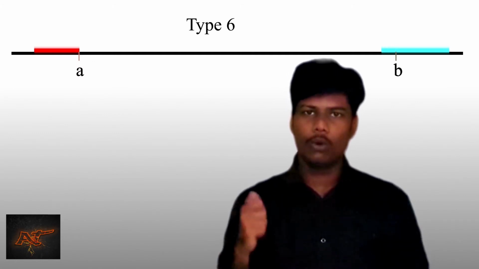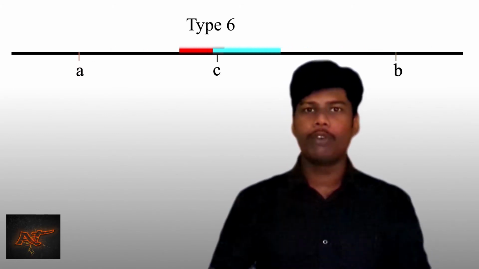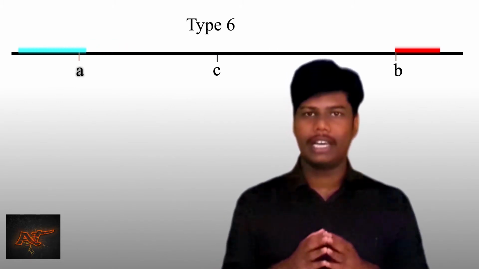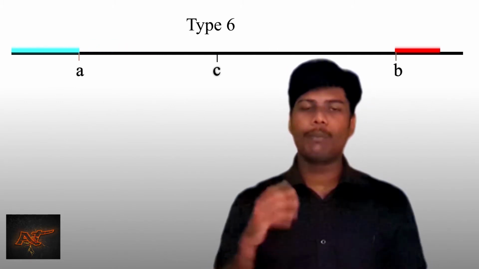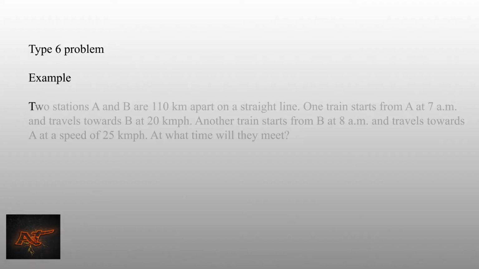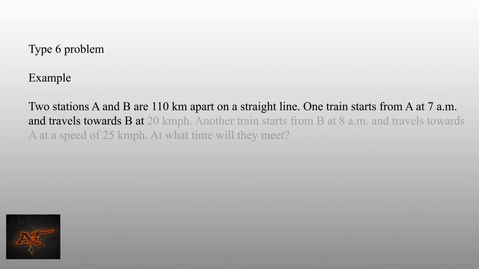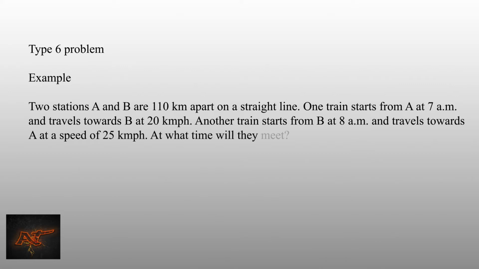Type 6 includes two trains. The starting point of the first train would be the ending point of the second train and vice versa. The meeting point is our main concern here. Two stations A and B are 110 km apart on a straight line. One train starts from A at 7 am and travels towards B at 20 km per hour. Another train starts from B at 8 am and travels towards A at a speed of 25 km per hour. At what time will they meet? The question is about meeting time, so our main concern is the meeting point here.